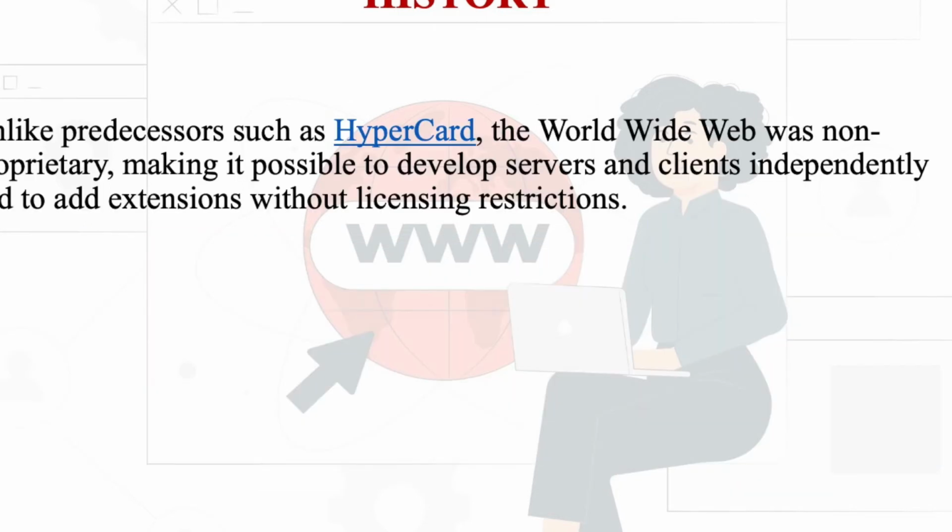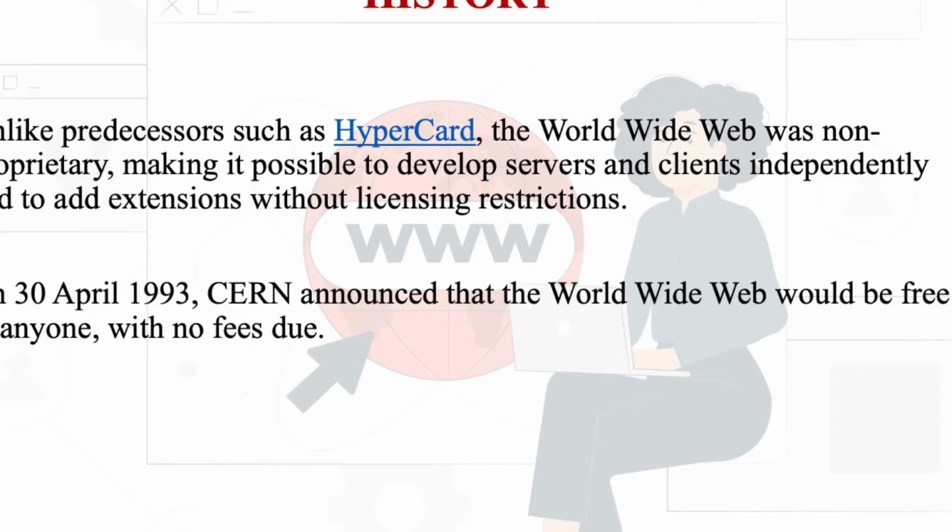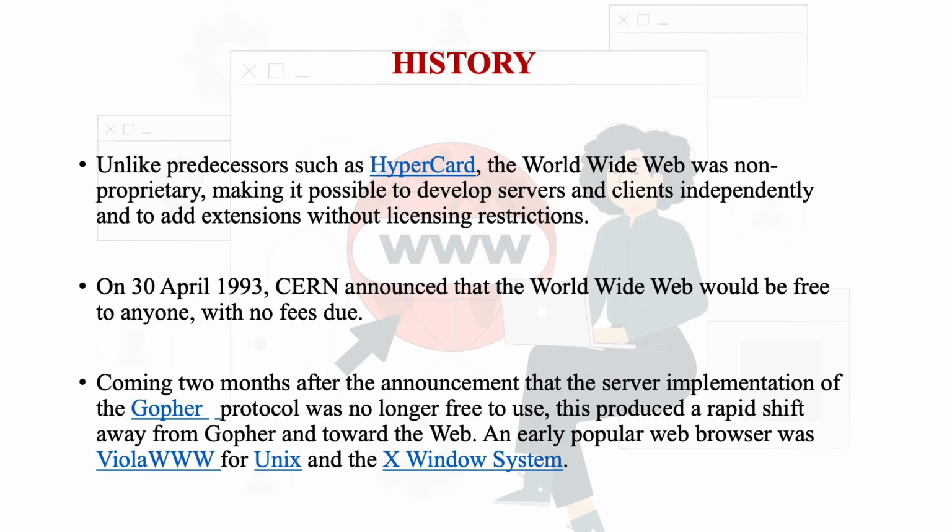Unlike predecessors such as HyperCard, the World Wide Web was non-proprietary, making it possible to develop servers and clients independently and to add extensions without licensing restrictions. On 30th April 1993, CERN announced that the World Wide Web would be free to anyone with no fees due. Coming 2 months after the announcement that the server implementation of the Gopher protocol was no longer free to use, this produced a rapid shift away from Gopher and towards the web.